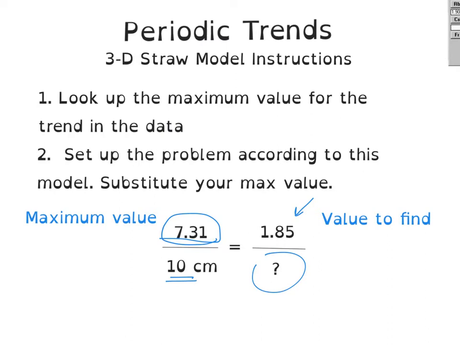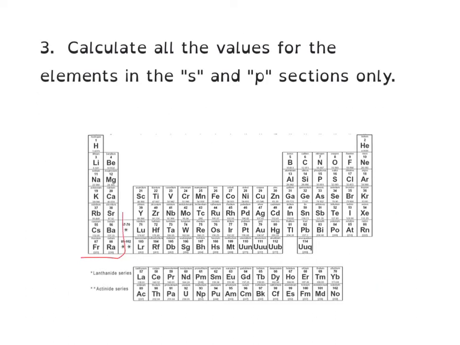To do that math, you're going to cross multiply. So take the 10 times the 1.85, and that will be equal to the 7.3 times your x value. When you're finished, you get a value of 2.5. Okay? You are going to repeat that process for the S section and the P section elements only, so that you have a numeric value for each element. The next step is working with the straws.